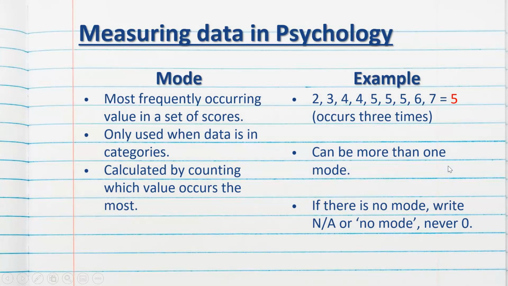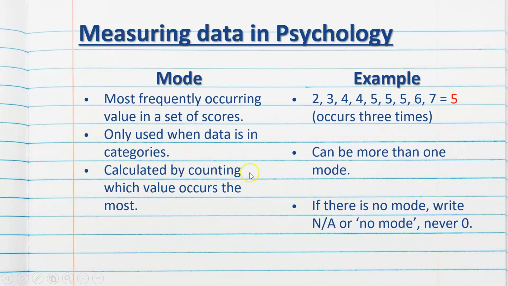Okay, now the mode. The mode is very straightforward. It is the most frequently occurring value in a set of scores. Now we only use the mode where necessary. We don't always use the mode. We only use it when the data is in categories. So if we want to find the most commonly occurring response, for example, we would use the mode. What was the most frequently occurring number that kept coming up over and over again?